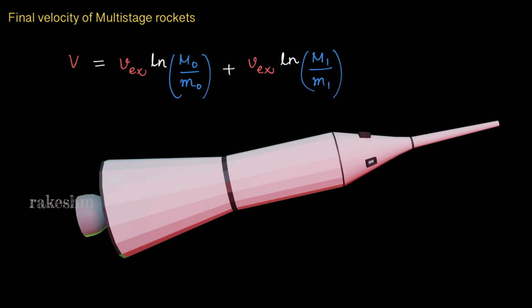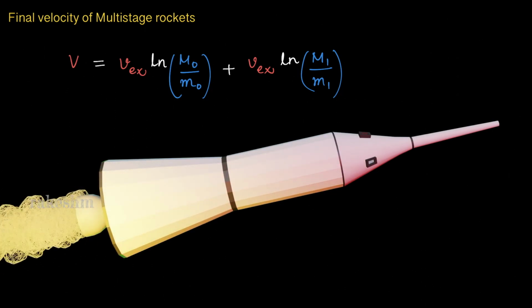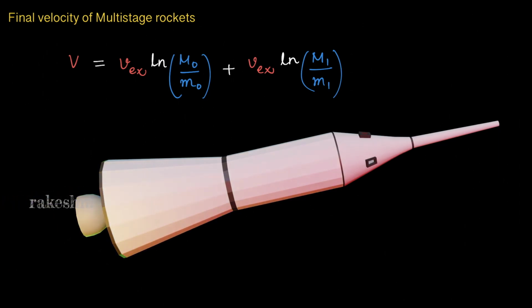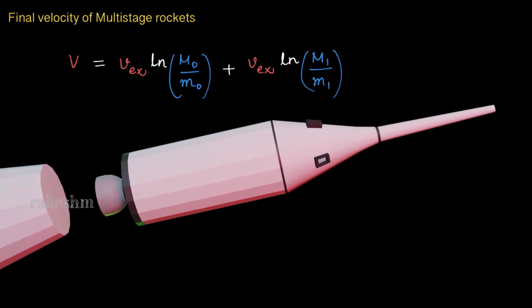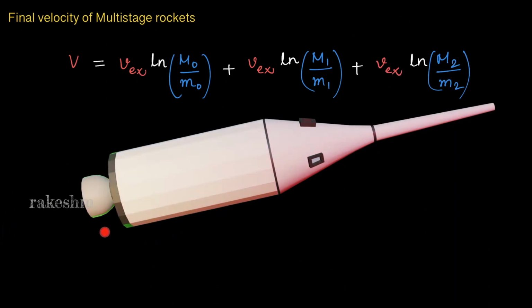Now the engine fires up. Now this small m1 is the mass of the rocket now. This is nothing but capital M1 minus the fuel which has got used up here. Now this stage separates. Now this stage gives an additional velocity V exhaust ln capital M2 by small m2 to this rocket. The mass of the rocket right now is capital M2.